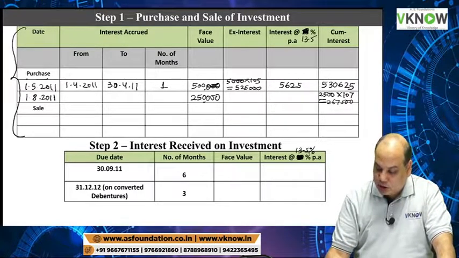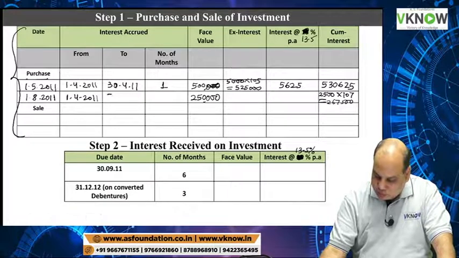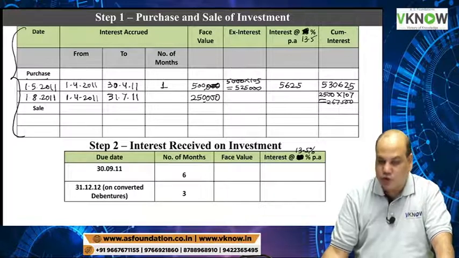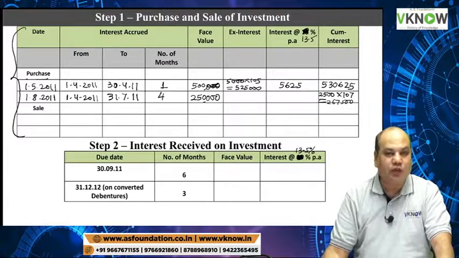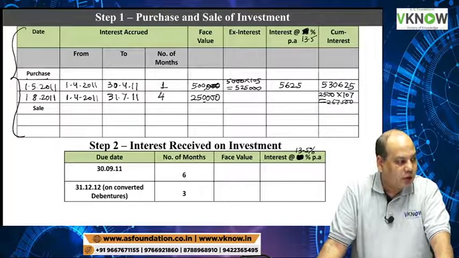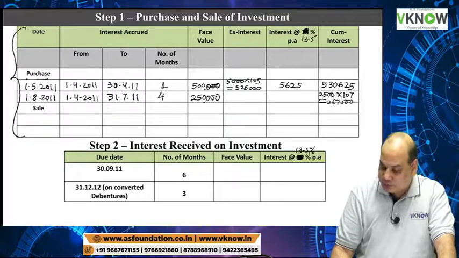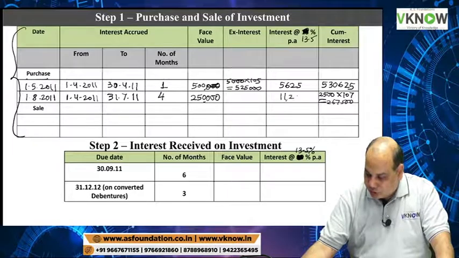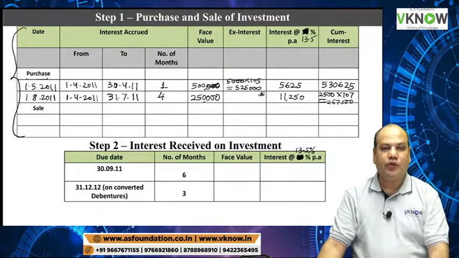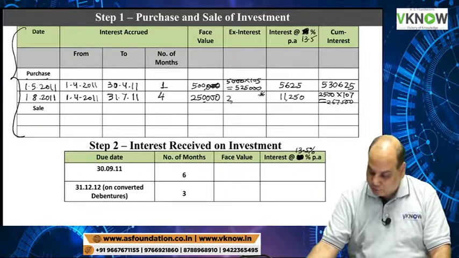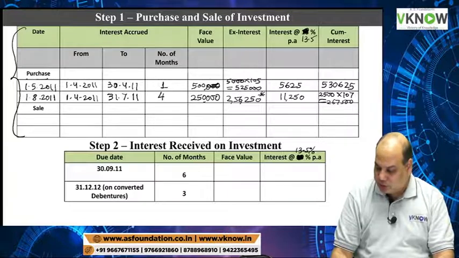Interest will accrue from 1st April 2011 to 31st July 2011, or you can write 1st August 2011: April, May, June, July. That is 4 months. So you will calculate interest on 2,50,000 into 13.5% into 4 by 12. The interest comes to 11,250. Now do reverse working and find out the ex-interest price: 267,500 minus 11,250 is 2,56,250.